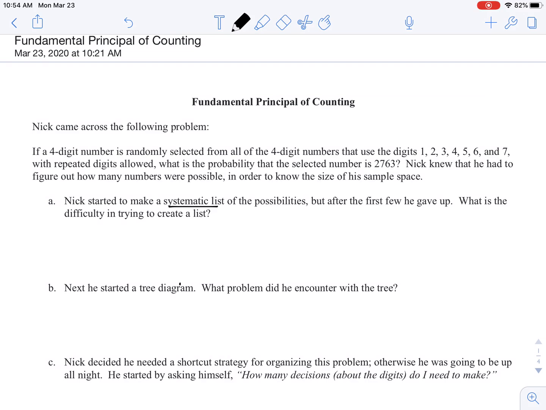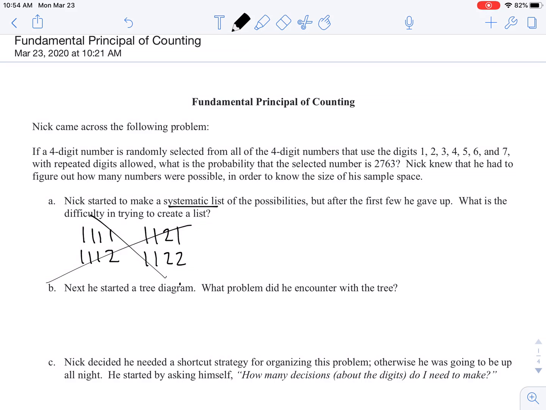What is the difficulty in trying to create the list? Well, if I'm going to create the list, it's going to look something like this. 1, 1, 1, 1, 1, 1, 1, 2, 1, 1, 2, 1, 1, 1, 2. And that's just using twos. It's going to get way too big, way too fast. It's not something I want to do.